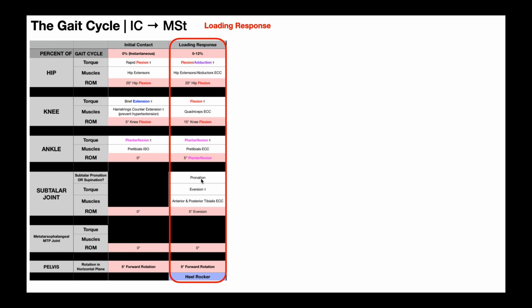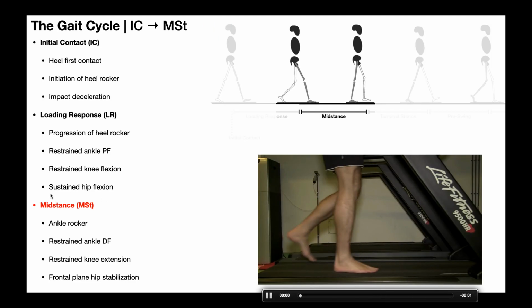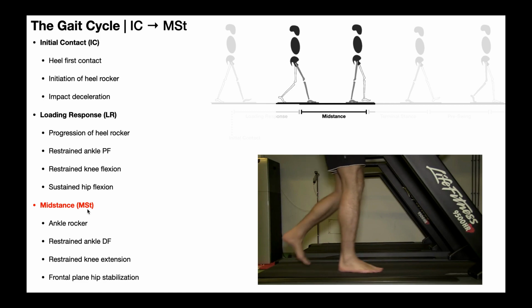And generally, pronation is associated with subtalar eversion also. So at the subtalar joint, it's neutral in initial contact, 5 degrees of eversion in the loading response. Always associate subtalar eversion with subtalar pronation. Don't worry about the little bitty details right now. We're also not going to worry about the MTP joints in loading response, but remember that the right leg is still leading and in front, so we're going to have 5 degrees of anterior or forward rotation of the pelvis in the horizontal plane. That takes us to the third phase of gait, which is the midstance, or MST.